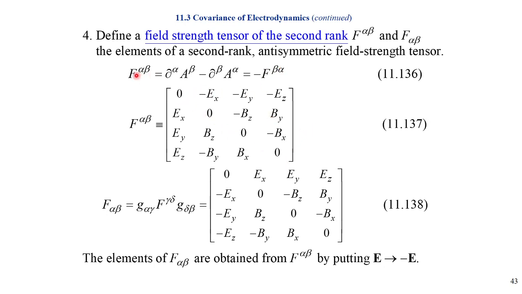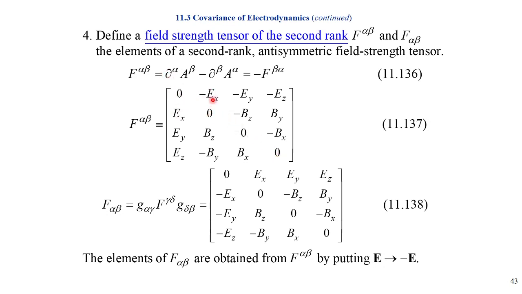Okay, what is F alpha beta? We just define it in this form: partial alpha A beta minus partial beta A alpha. What is A? The 4-potential, scalar potential and vector potential. Partial alpha minus partial beta. So if we change the order to beta alpha, we also change the sign. And the diagonal components are 0, 0, 0.